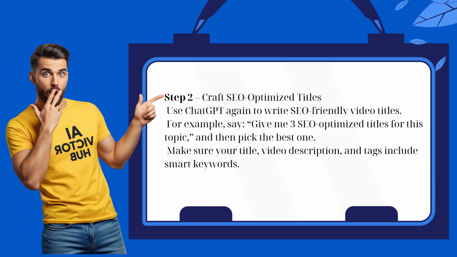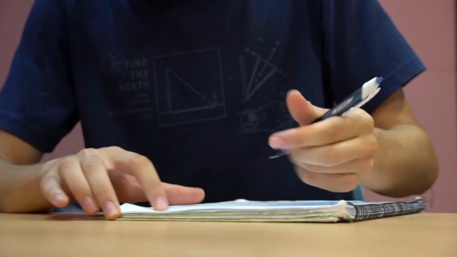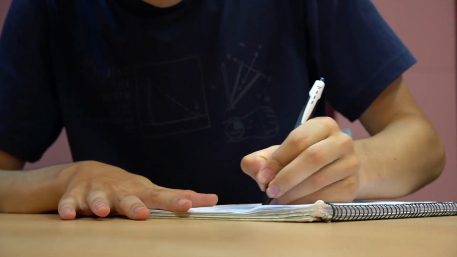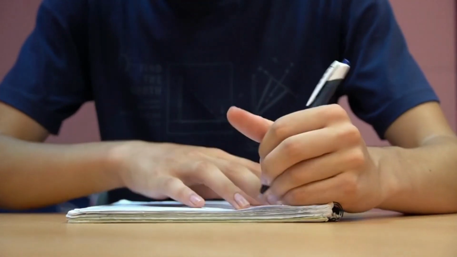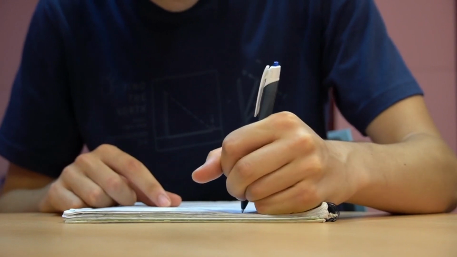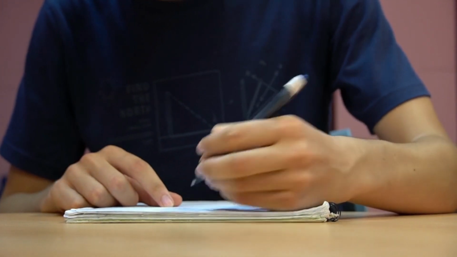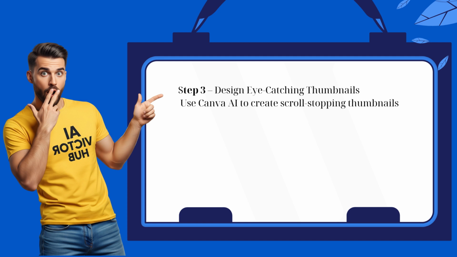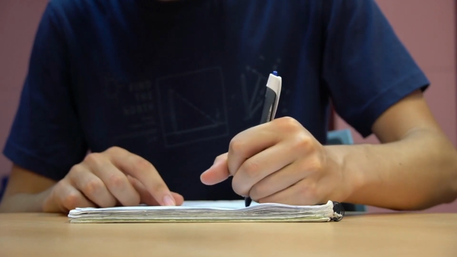Step 2. Craft SEO-optimized titles. Use ChatGPT again to write SEO-friendly video titles. For example, say, give me 3 SEO-optimized titles for this topic, and then pick the best one. Make sure your title, video description, and tags include smart keywords. Step 3. Design eye-catching thumbnails. Use Canva AI to create scroll-stopping thumbnails that grab attention fast.